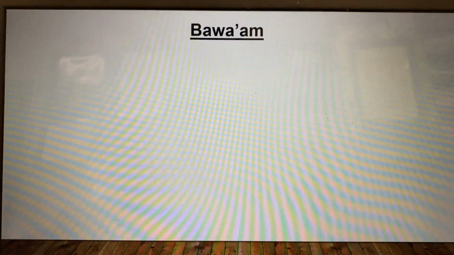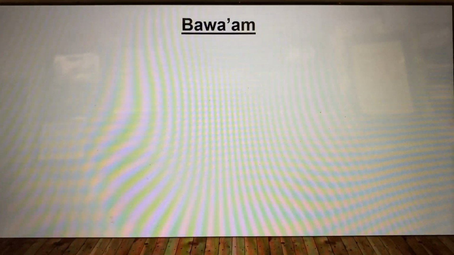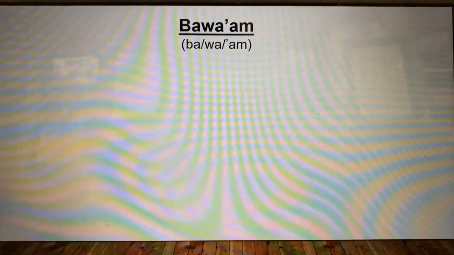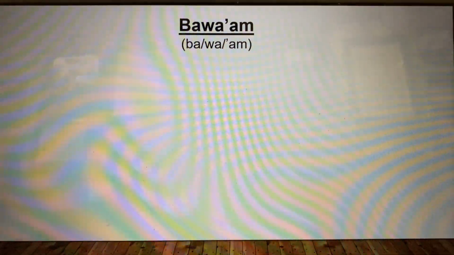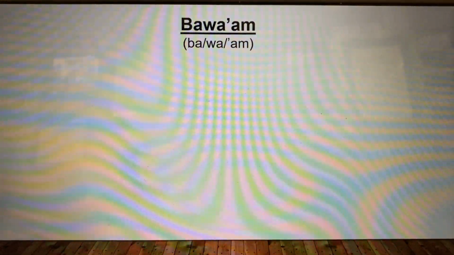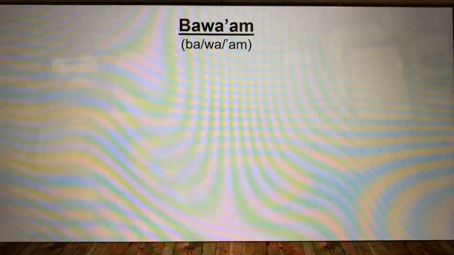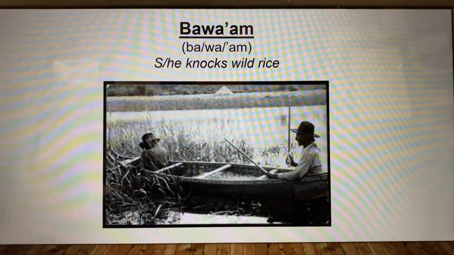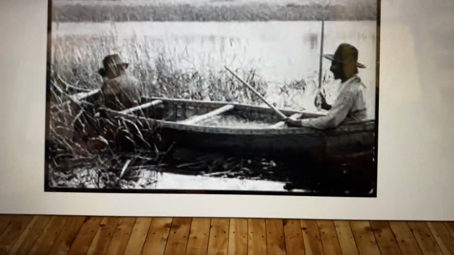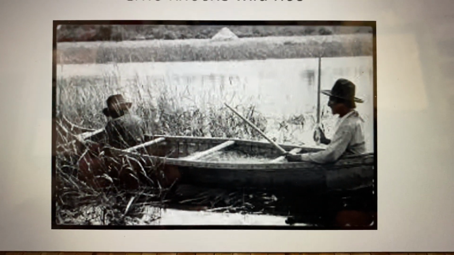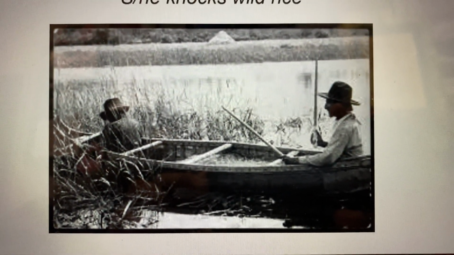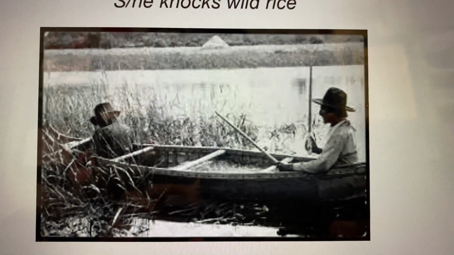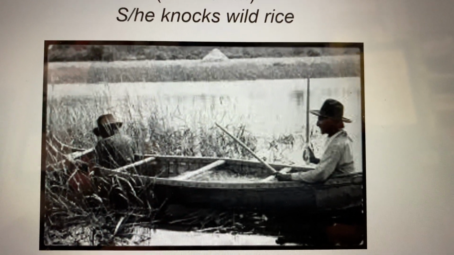Okay, our next step in the process of wild ricing, we have Bawa. Ba, wa. And then we have our glottal. Bawa, she or he knocks the wild rice. So in this file photo that I took, you have an individual knocking wild rice. You see in his hand, he's got knockers. They're in a boat, they're on a lake, or possibly a river.